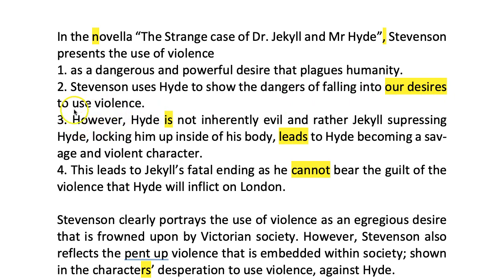However, so this is now a different interpretation, Hyde is not inherently evil, and rather Jekyll suppressing Hyde, locking him up inside of his body, leads to Hyde becoming a savage and violent character. And this leads to Jekyll's fatal ending, as he cannot bear the guilt of the violence that Hyde will inflict on London. So all of these parts of the thesis are connected to violence, and there are 4 interpretations he's going to offer us in the essay.